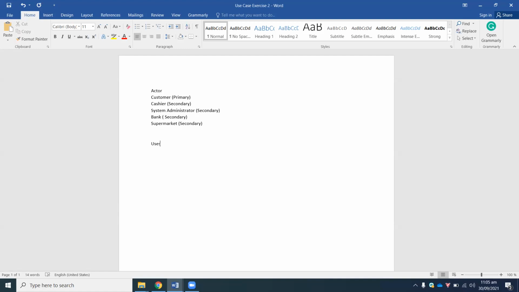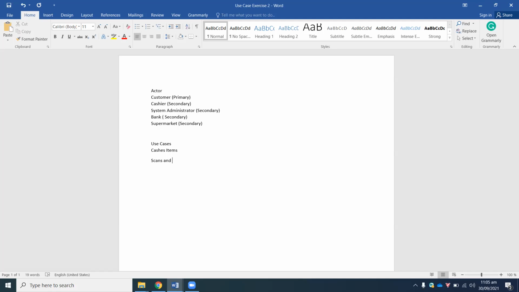Now, this is how you generally go and identify use cases. You have identified your actors. Now think what all use cases are linked to the actor. So what does a customer do? He or she cashes items. Okay. What does a cashier do? Cashier scans and cashes items.